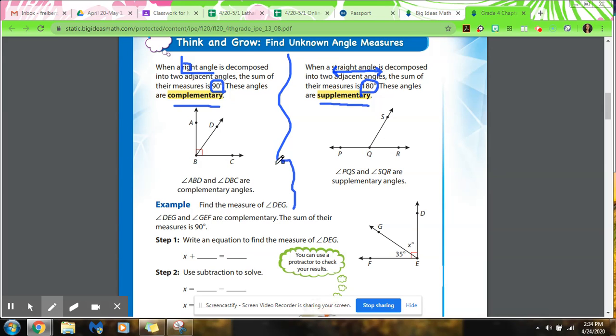Here's a trick to remember. Straight starts with the letter S, and guess what supplementary starts with? S. So an easy way to remember: straight, supplementary, those are going to equal 180 degrees.